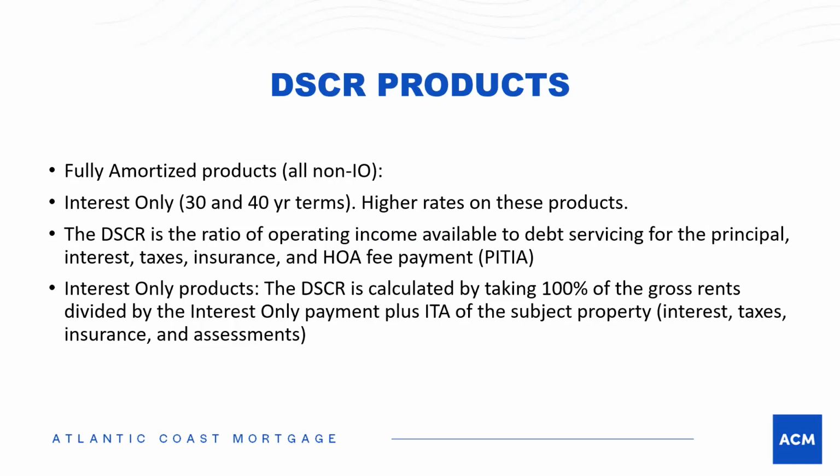So there are some different products. They have the fully amortized products, which are non-interest only, and they have interest-only products for 30 and 40-year terms. Of course, when you start going into a 40-year or an interest-only product, the rate is always going to be higher.